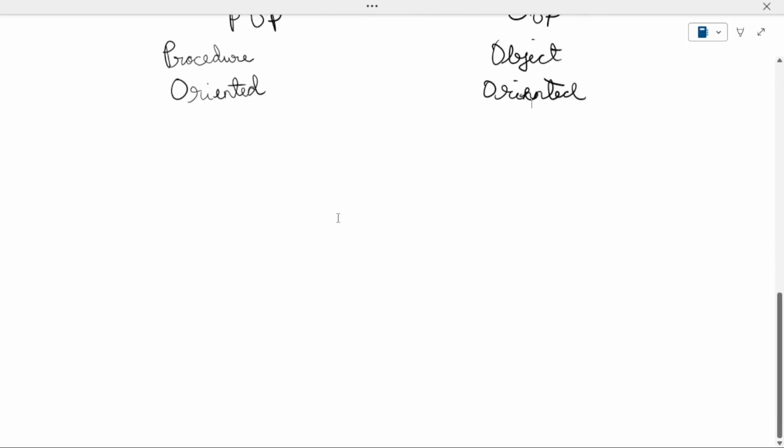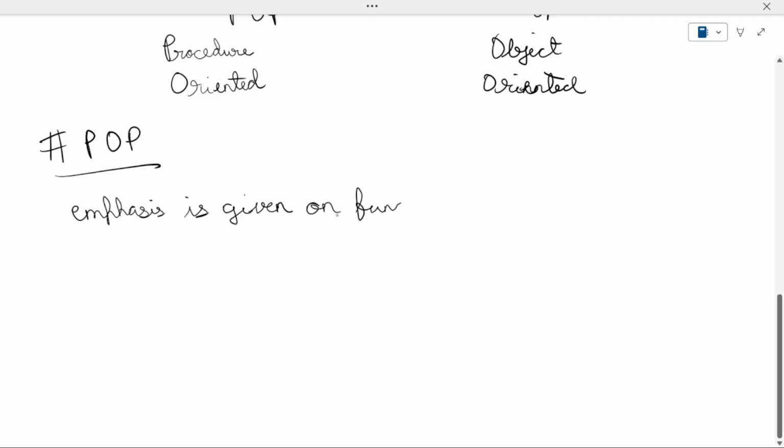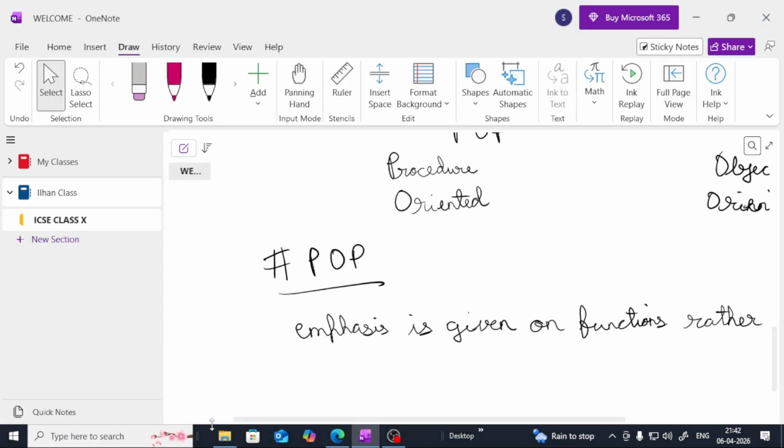In procedure oriented programming, let's just write POP: emphasis is given, just note this down in a notebook. It will be easier to make short handwritten notes. You can memorize it very fast. Emphasis is given on functions rather than data. Data, whatever you call it. Okay, don't go on English. Computer is not English.